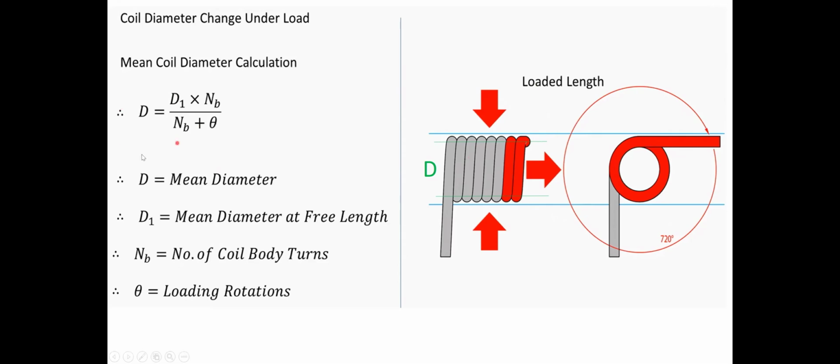So the mean coil diameter under load equals D1, where D1 represents the mean coil diameter at free length, over Nb plus theta, where Nb is the number of body coils and theta is the loading rotation.